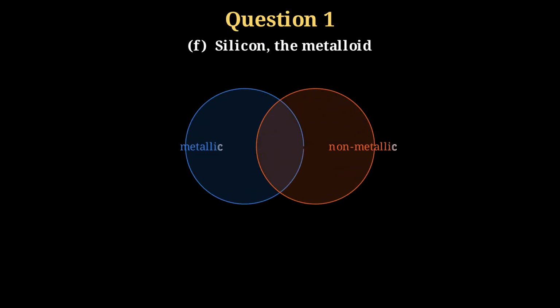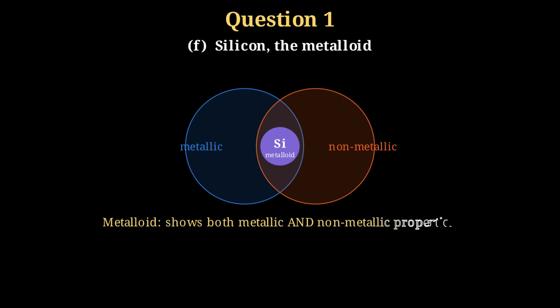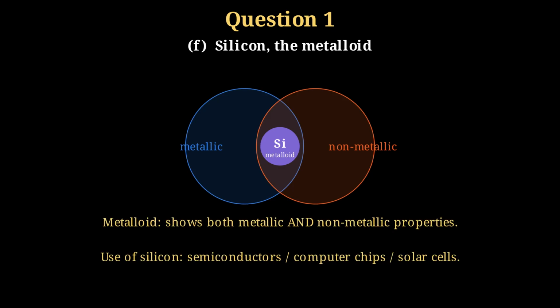Finally, Part 5. Silicon is a metalloid. A metalloid is simply an element that shows both metallic and non-metallic properties. It sits right on the border between the two. And one important use of silicon as a metalloid is in making semiconductors, the computer chips, transistors, and solar cells that power our electronics. And that's question 1 complete.